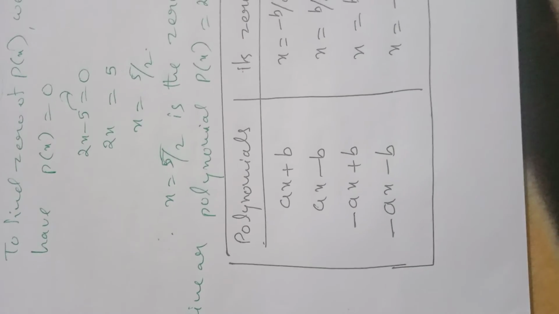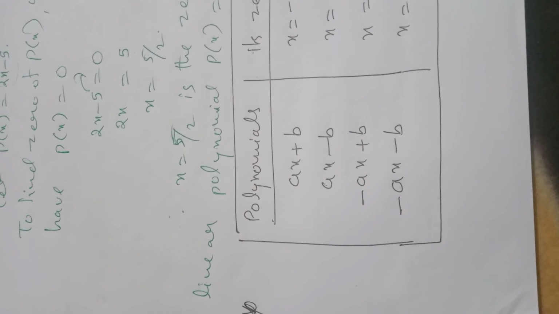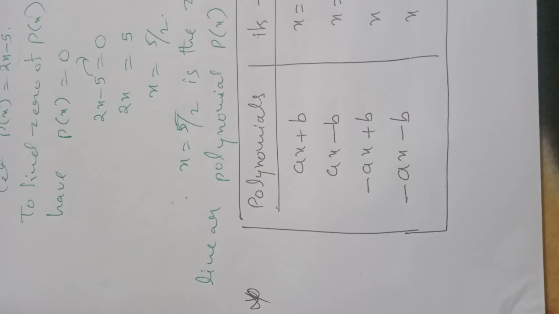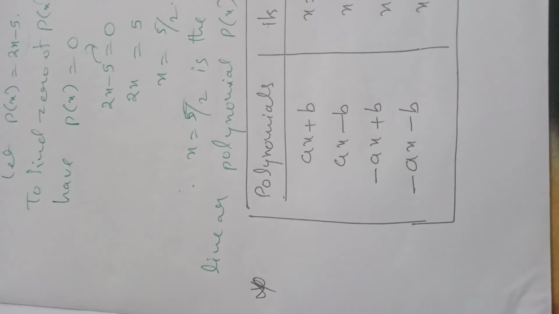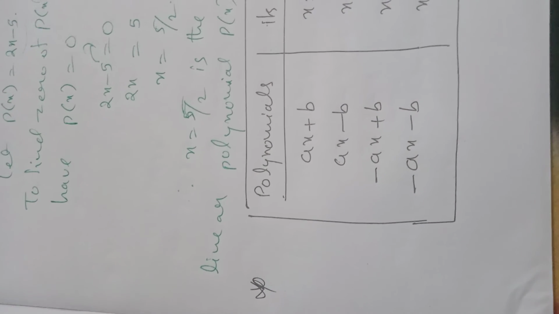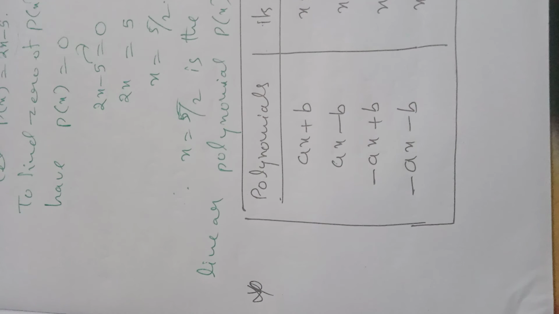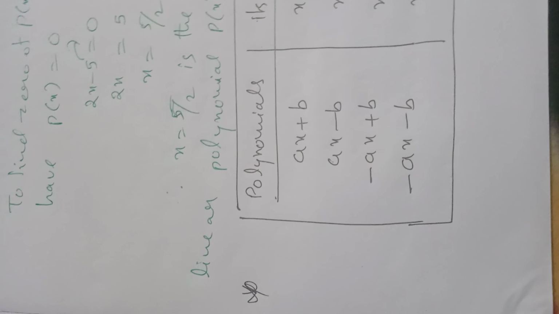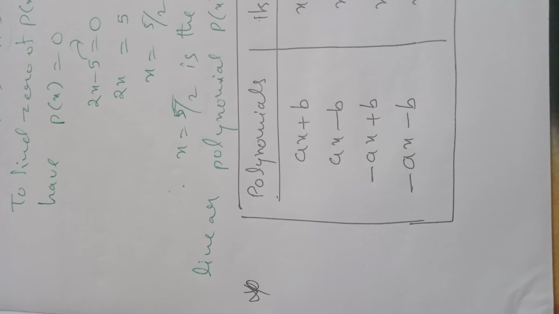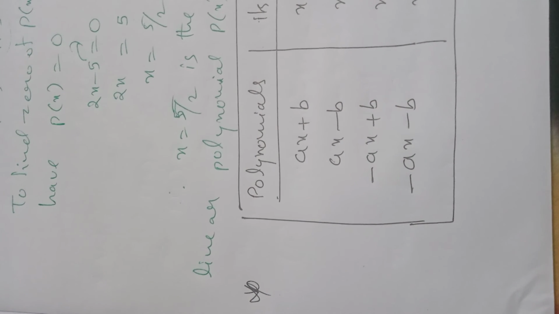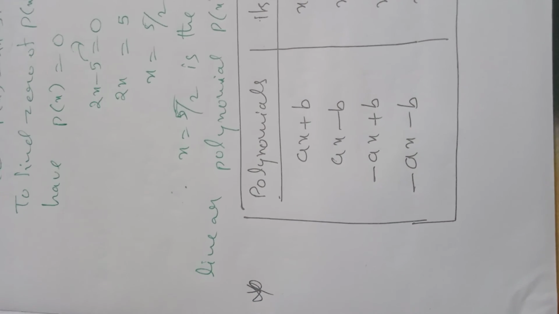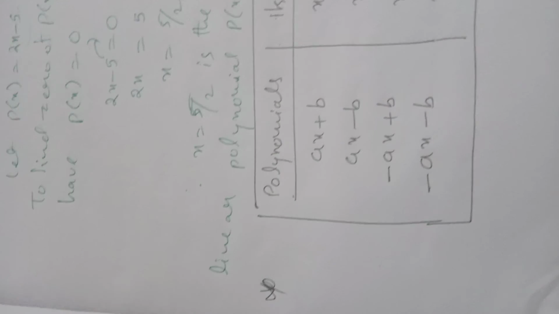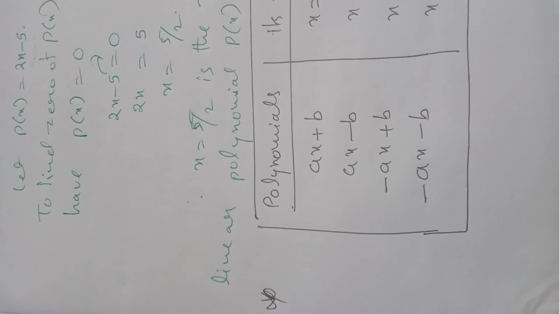For a cubic polynomial, its general form is ax cube plus bx square plus cx plus d. Whenever you write its zeros, a cubic polynomial will have three zeros. Sometimes not all of the zeros may be real; some may be imaginary numbers also. We will discuss the zeros of quadratic polynomials in the next video.